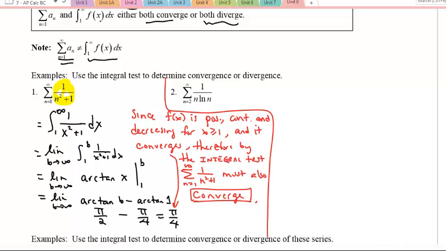Okay? So I'm going to ask you to try number 2. It's pretty much the same kind of idea and setup. I hope you remember how to do some integrals. So go ahead and have fun.